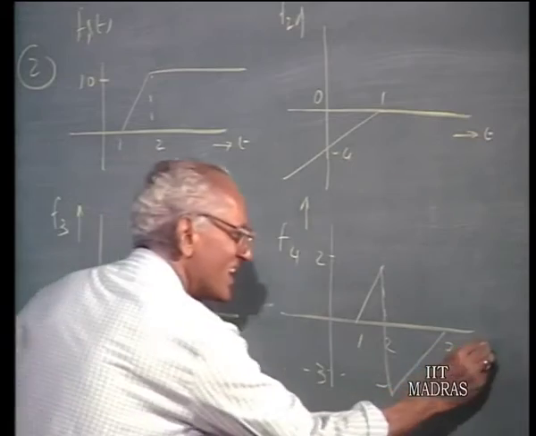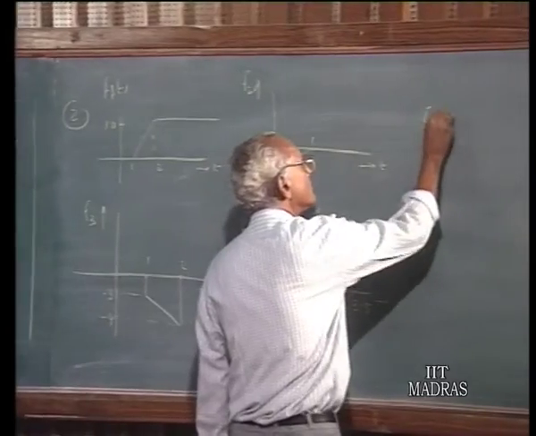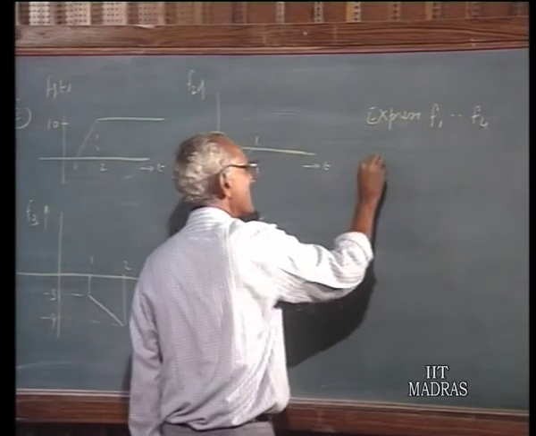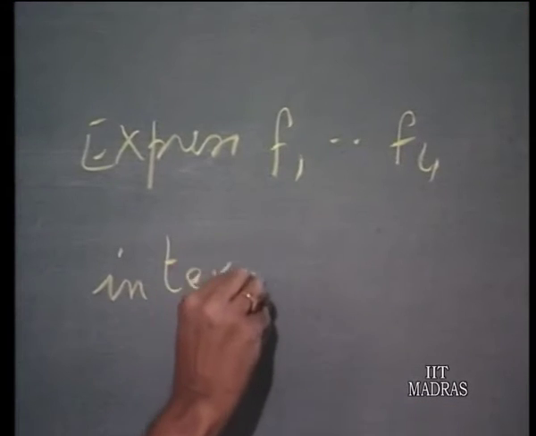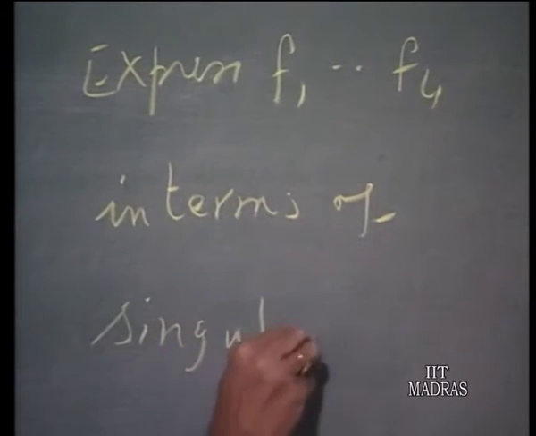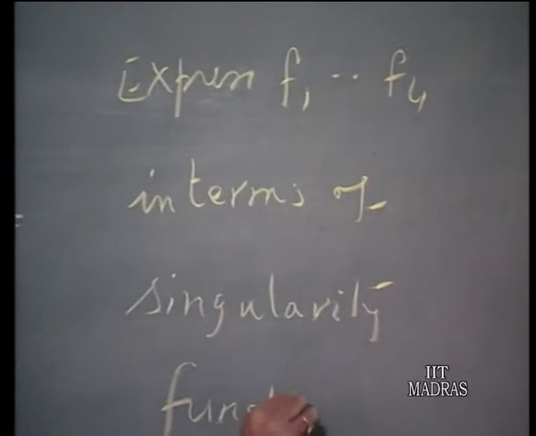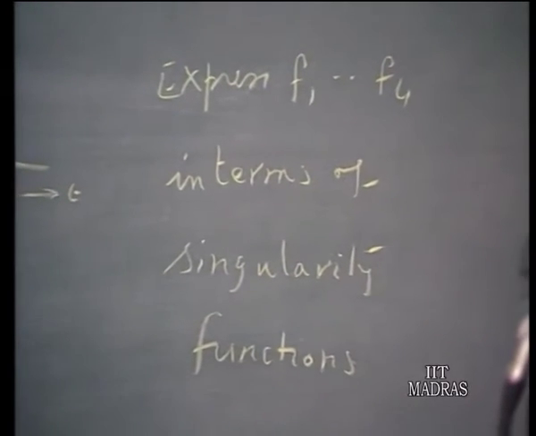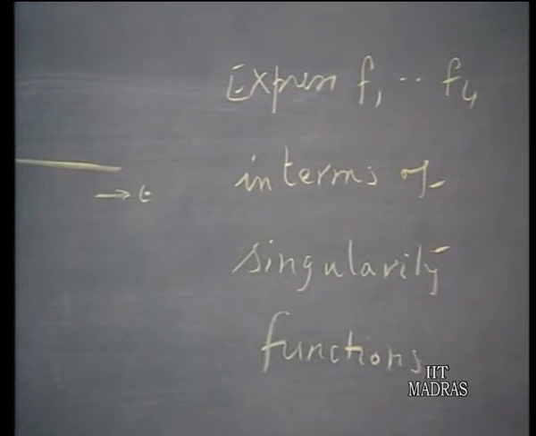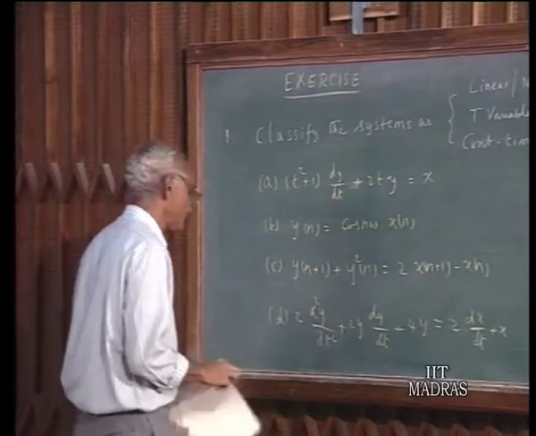You express f1 to f4 in terms of singularity functions. So, in terms of step functions, ramp functions, etc., find out expressions for these in terms of step functions and ramp functions, that is the singularity functions. That is the second problem.